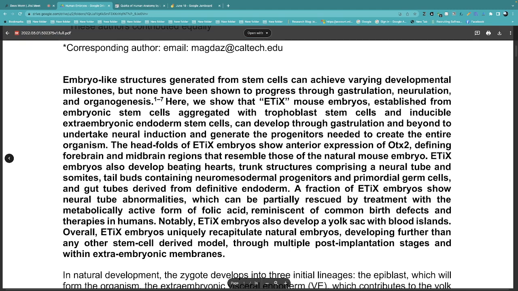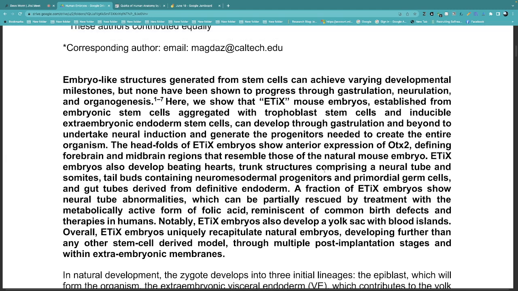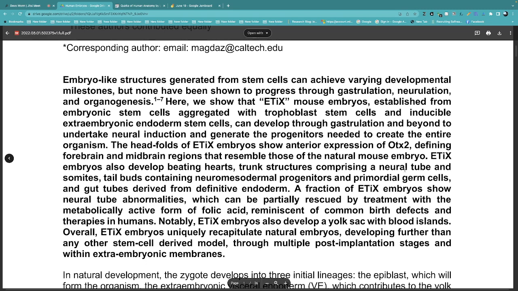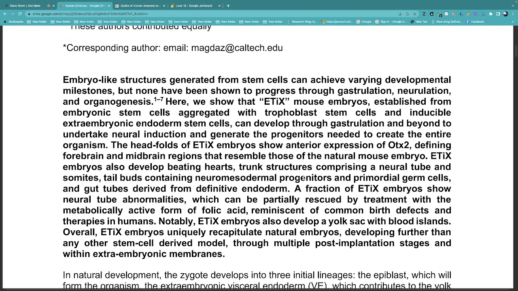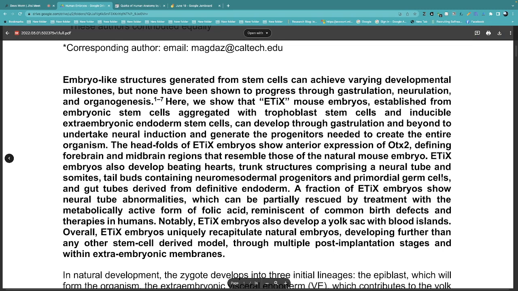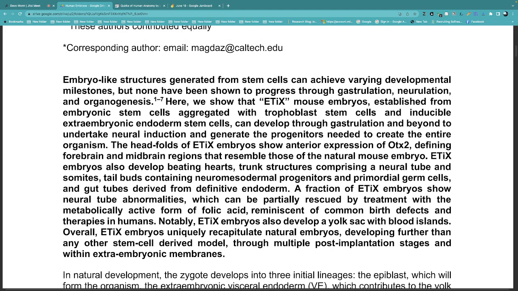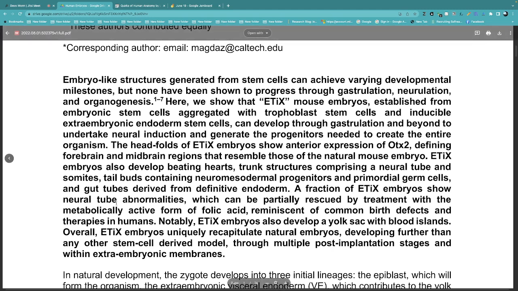ETiX embryos also develop beating hearts, trunk structures comprising a neural tube and somites, tail buds containing neuromesodermal progenitors and primordial germ cells, and gut tubes derived from definitive endoderm. A fraction of ETiX embryos show neural tube abnormalities.